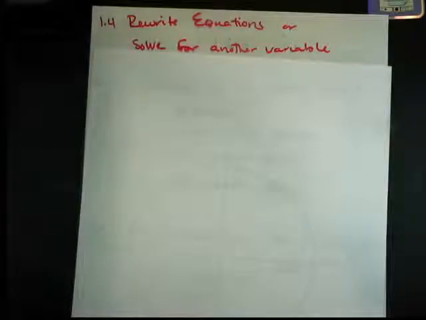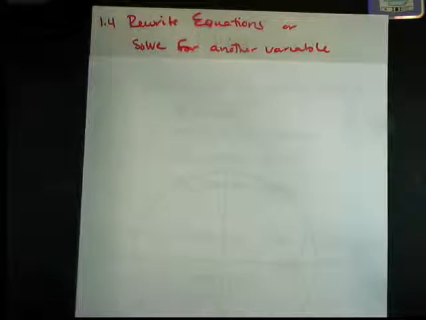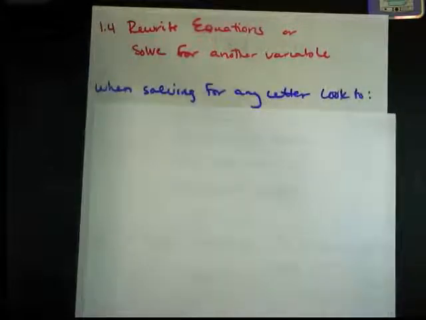4 has us rewriting equations, which is the same as solving for another variable. This means we're not going to come down to x is 2. We're going to come down to y is 3/4 x minus 8. We're going to have more than one variable involved in the equation, and we're going to be solving for one of the specific variables. The process to do this, though, is the exact same as if we were solving for a number.